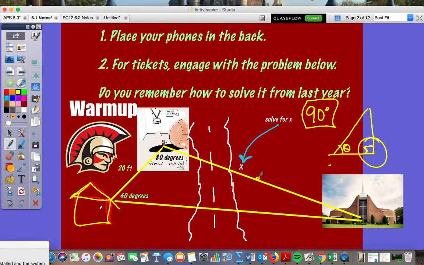And we'll talk about why that's important later on. But this is an angle side angle. Wait, Coach Jay, is this a right triangle? It is not, because there's no 90 degrees. Does that make sense?